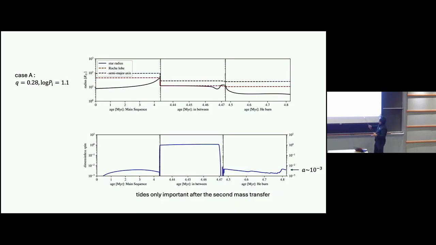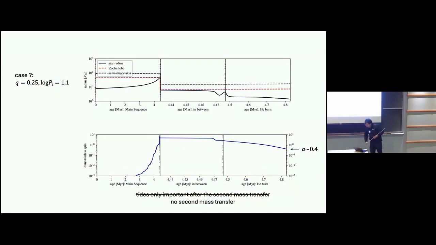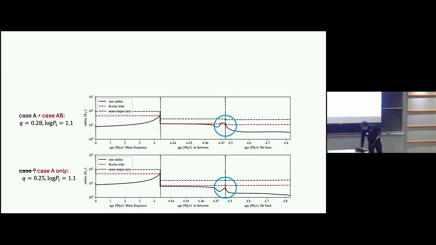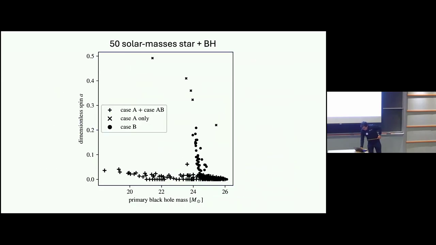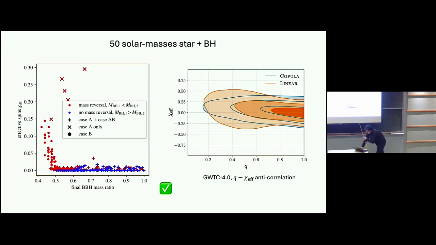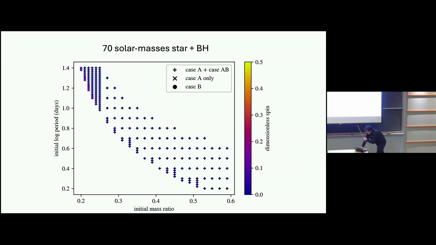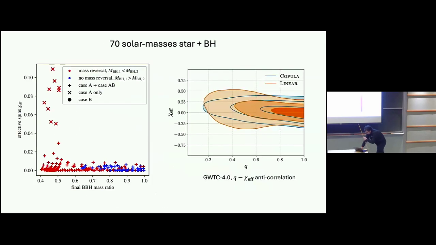So this is a normal case A plus AB case. So you don't preserve angular momentum here, but if you're moving to a higher mass, you can have spin here. And then you sort of work this out, and you have this correlation again, but now this high spin system from these case A only systems, and you can have this correlation, which is good. This is another one for even higher masses.